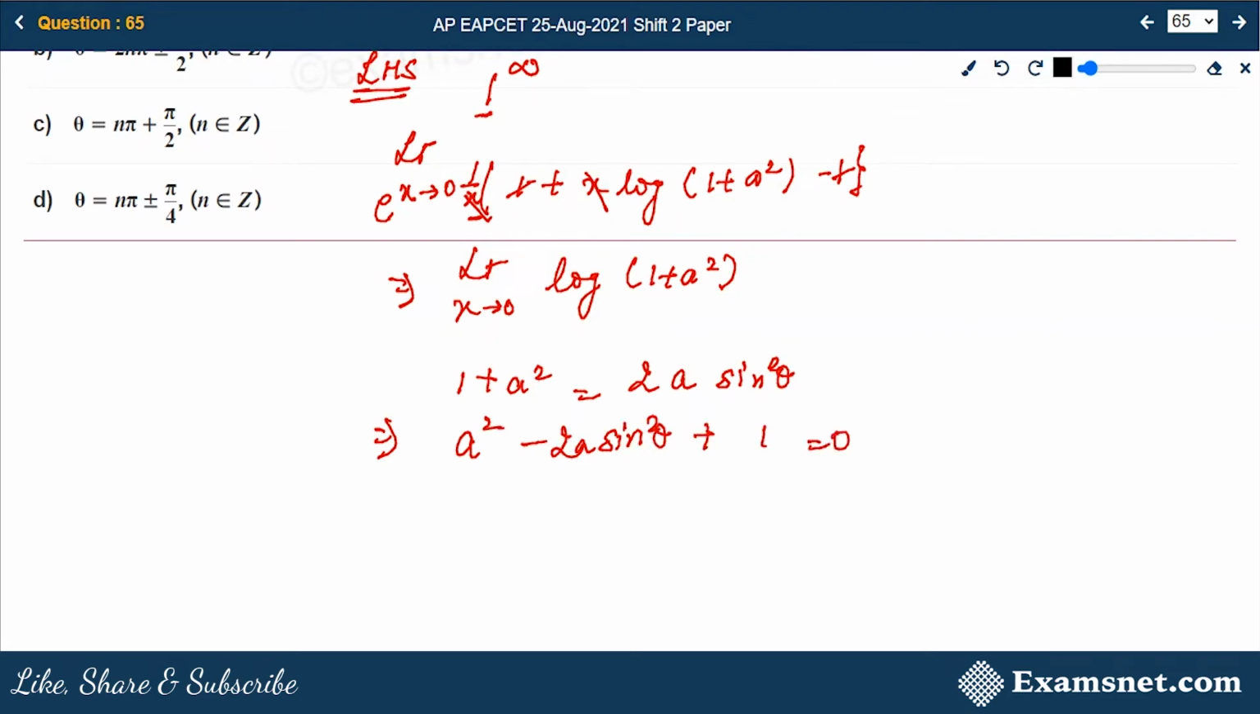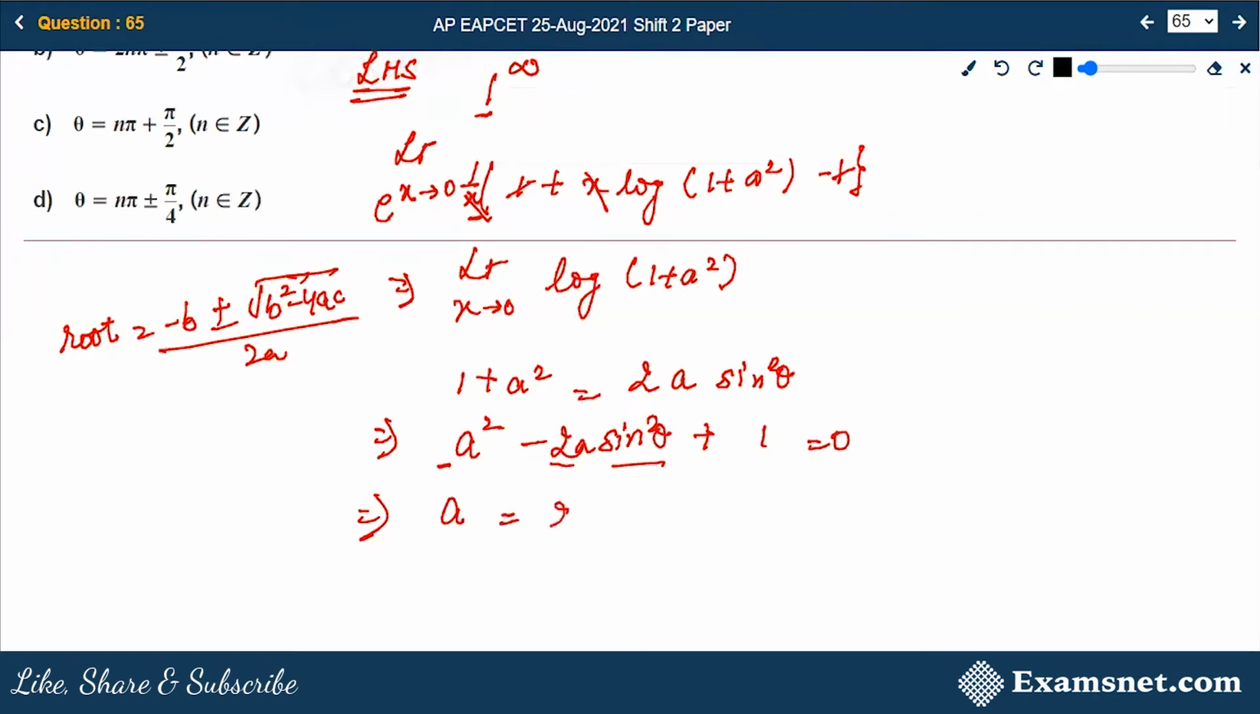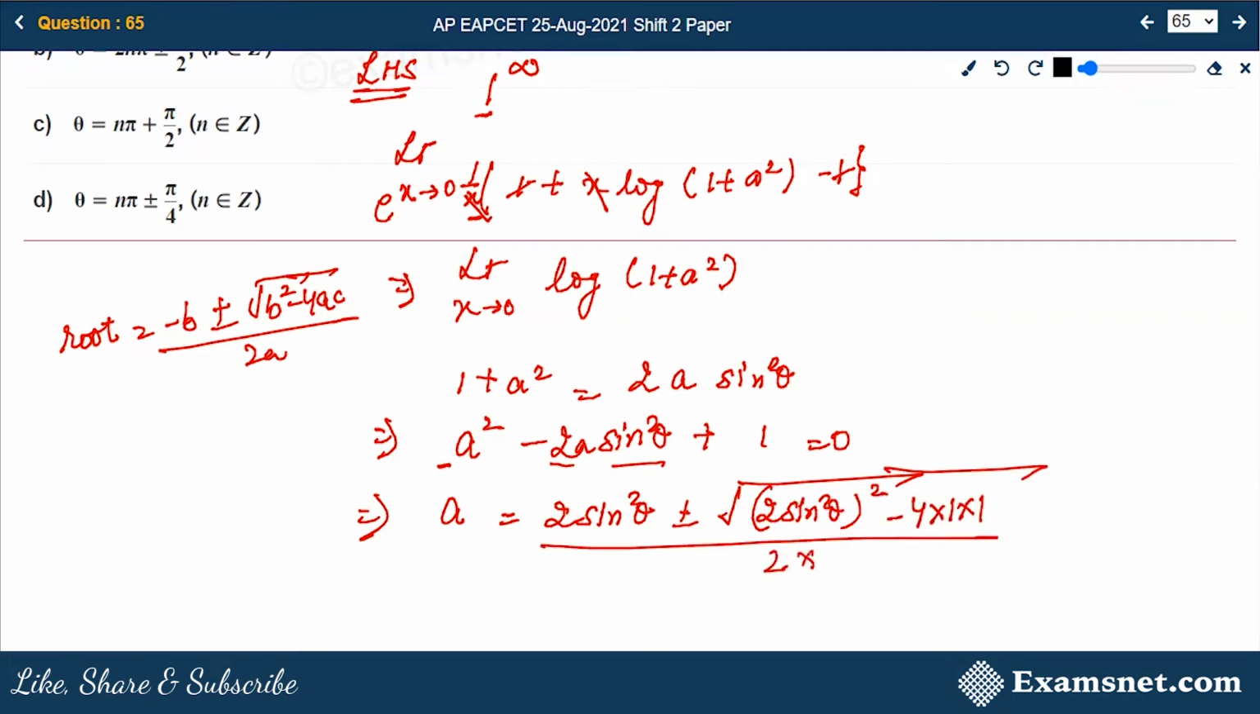Forming a quadratic equation, a square minus 2a sine square theta plus 1 is equal to 0. Using the roots formula, you know that roots are given by minus b plus minus square root of b square minus 4ac upon 2a. So over here, a is 1 and b is minus 2 sine square theta. Let's fill in the values. A will be 2 sine square theta plus minus square root of 2 sine square theta whole square minus 4 into 1 divided by 2 into 1.